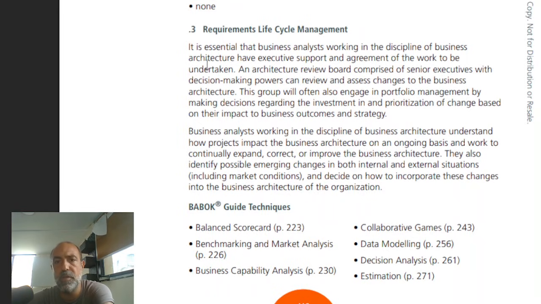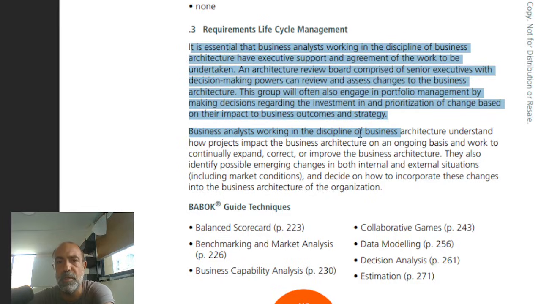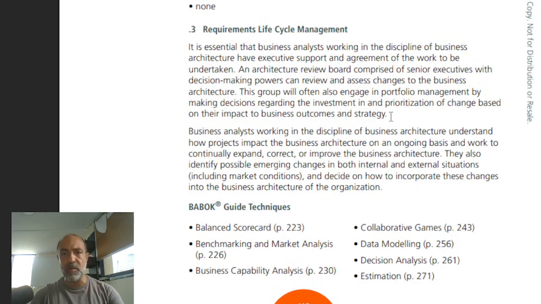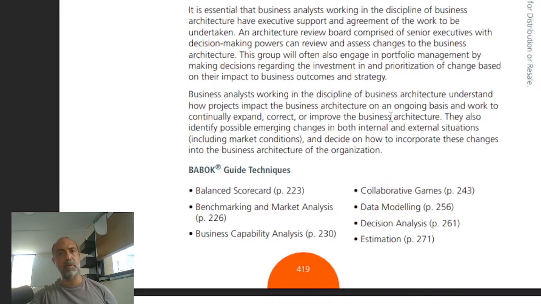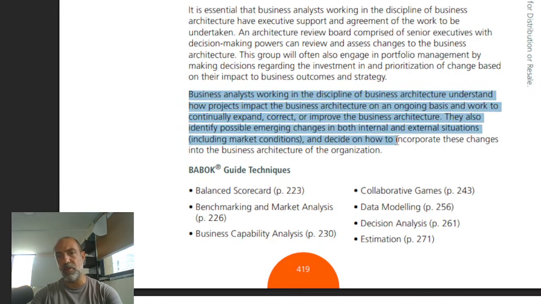Requirements lifecycle management: it is essential that business analysts working in the discipline of business architecture have executive support and agreement of the work to be undertaken. An architecture review board comprises senior executives with decision-making powers who can review and assess changes to the business architecture. You're working with the right people. This group will often also engage in portfolio management by making decisions regarding the investment and prioritization of change. Like, all your work kind of has to be checked, and then you have to decide on a group that checks it.